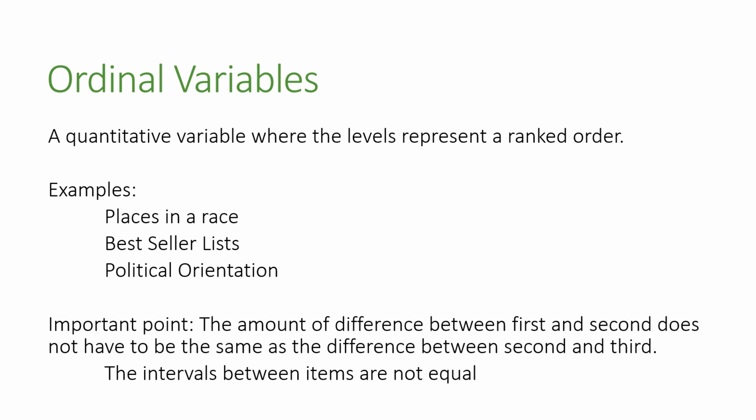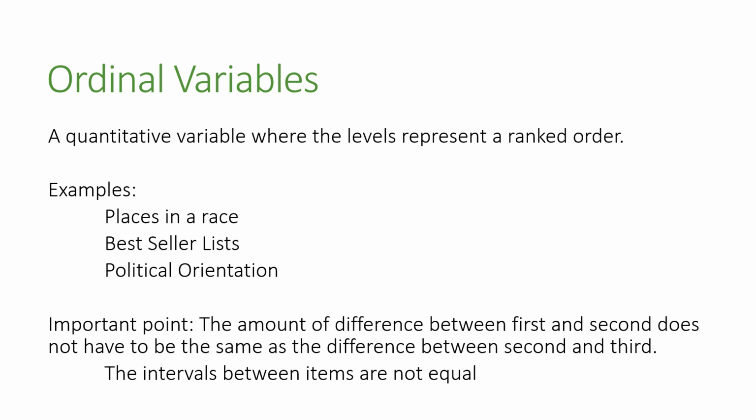The second kind of scale of measurement are so-called ordinal variables. Again, this is a quantitative variable, so these are numbers, but now instead of the numbers representing a category like they did with the nominal ones or the categorical ones, now the numbers represent a ranked order. So the one I think about is places in a race, right? You get first, you get second, you get third, and what the number tells you is the order in which you finished. And it tells you who's the fastest, who's the second fastest, who's the third fastest, whatever.